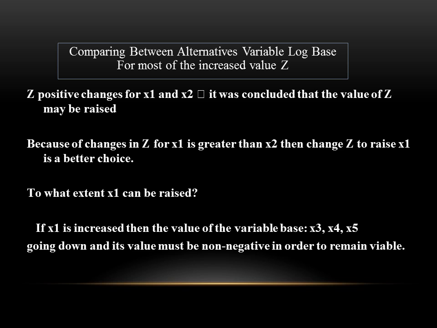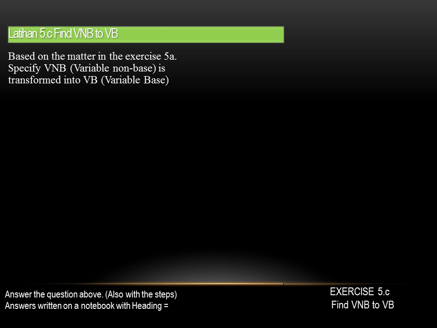So to what extent can x1 be raised? Maybe you are wondering until what extent x1 can be raised. If x1 is increased, then the values of the base variables, such as x3, x4, x5, go down, and their values must be non-negative in order to remain variables. So this is exercise 5c, to find v and b to v. V and b are the non-base variable to be transformed into the base variable. If we do each exercise, we can try ourselves to find it.